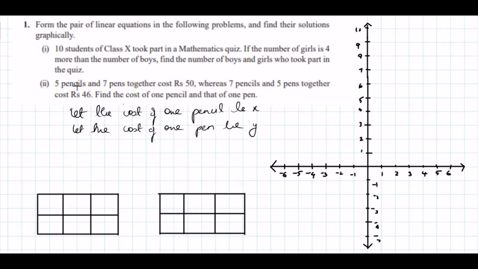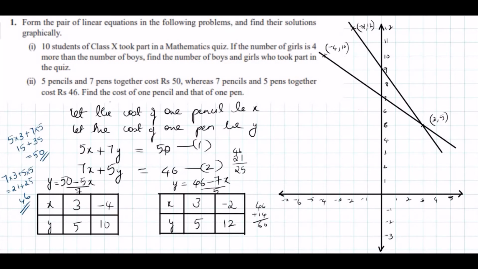So here you can see, as the cost of 1 pencil is x, 5 pencils will cost 5x, and the cost of 1 pen is y, so 7 pens will cost 7y. Together cost rupees 50. So this is the first equation. And for the second equation, 7 pencils and 5 pens cost rupees 46. So these are the pair of linear equations in two variables. Now you have to find the x and y coordinates and plot in the graph. So this is the algebraic representation of the pair of linear equations in two variables for the second question.